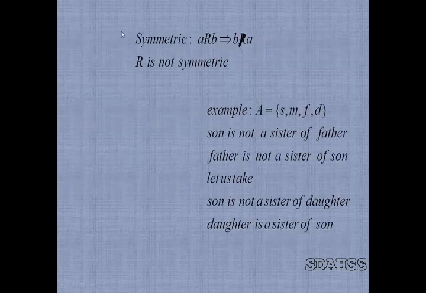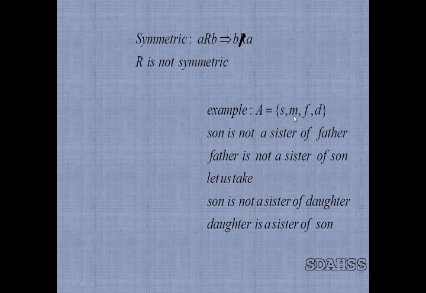The second condition is symmetric. The condition says that A is related to B implies B is related to A. See, for example, let us take son, mother, father and daughter. Let us compare son and father. Here son is not a sister of father. At the same time, father is not a sister of son. Here the condition is satisfied.